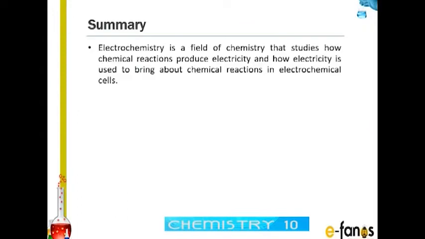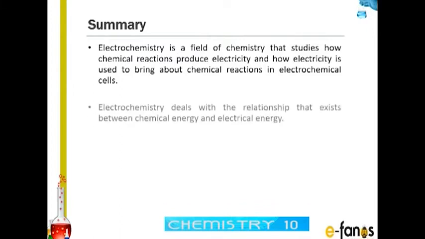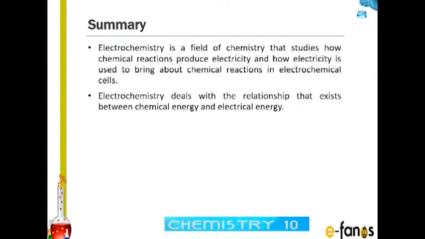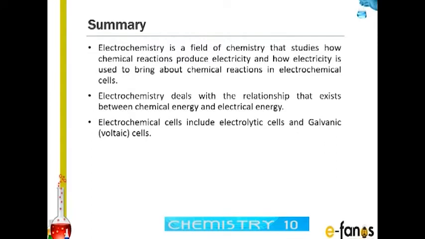So in summary, electrochemistry is a field of chemistry that studies how chemical reactions can generate electricity and how electricity can cause chemical reactions in electrochemical cells. Electrochemistry deals with the relationship that exists between chemical energy and electrical energy, specifically the ability for chemical energy to convert into electrical energy, and for electrical energy to be converted into chemical energy. And then finally, electrochemical cells include electrolytic cells and galvanic cells, which are also called voltaic cells.